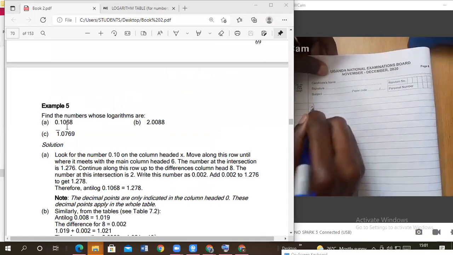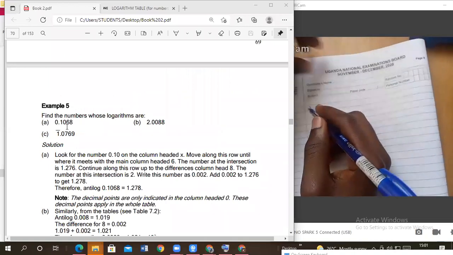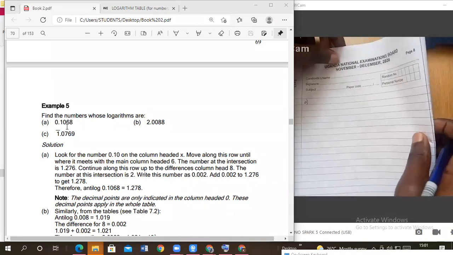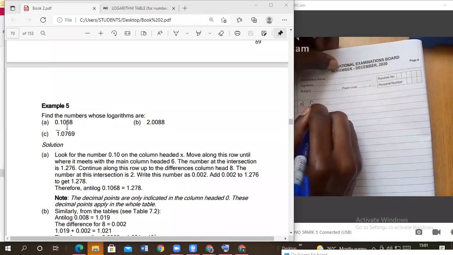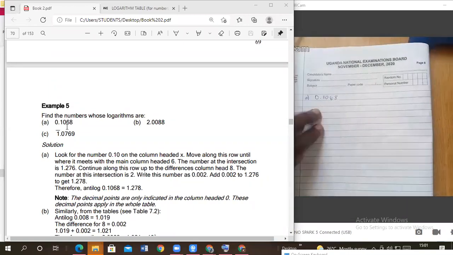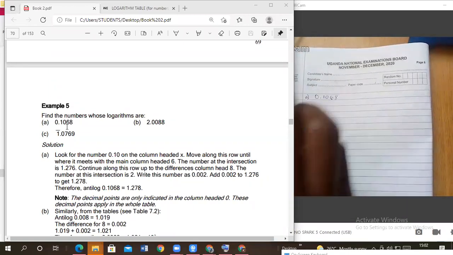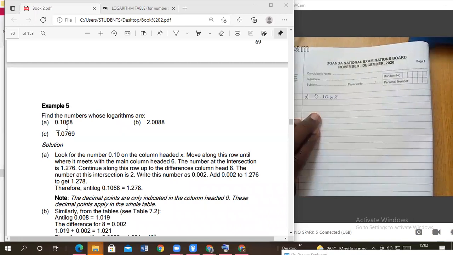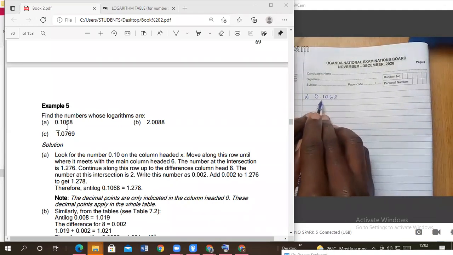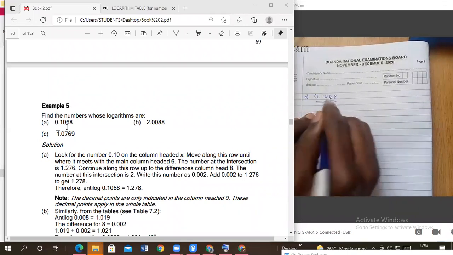Let's look at those examples there. Example A: find the numbers whose logarithms are 0.1068. That's the log. So now we are looking for the number. Which number gave us this logarithm? So we read this logarithm. Members, are you together?